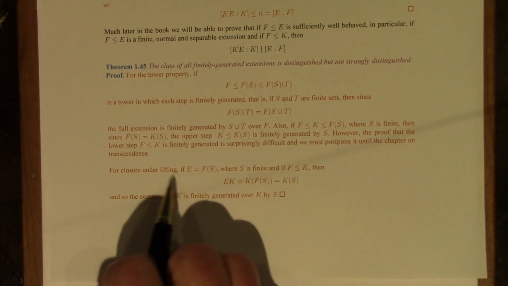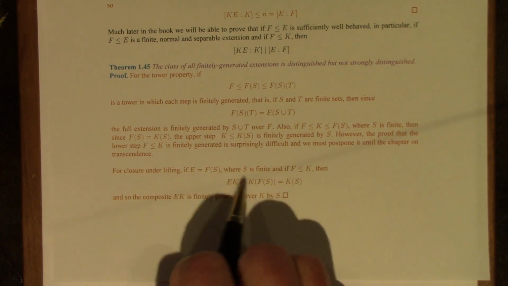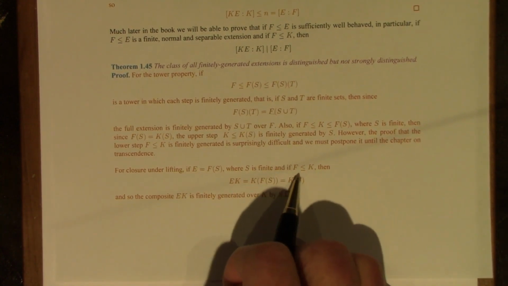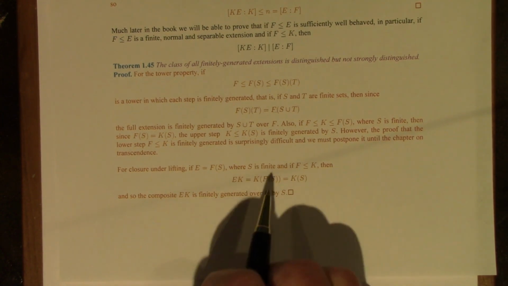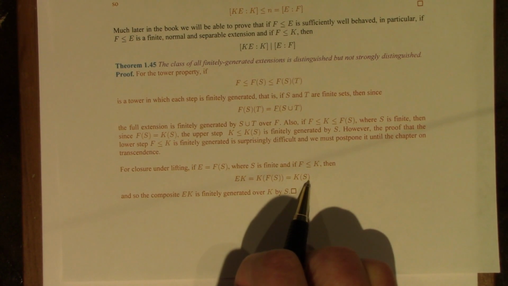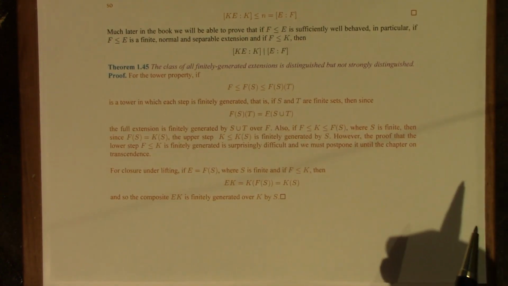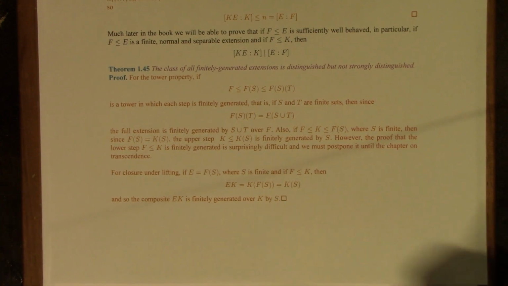For closure under lifting, if E is F with S adjoined, again where S is finite, and if K is any extension of the base field F, then EK is K(F(S)), which is K(S). And so the composite is finitely generated over K, again by the same set S.